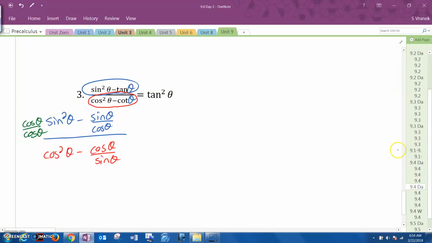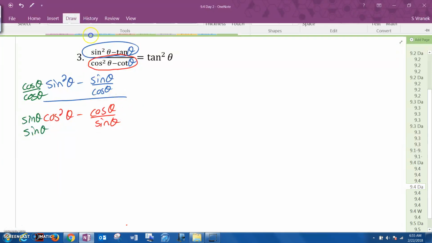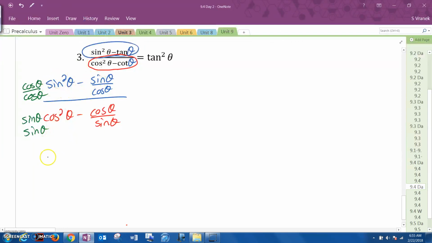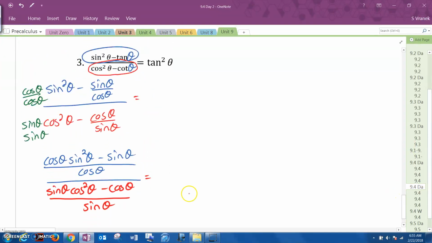Okay? So then I get, and over here I can do the same thing, but I want a sine. Okay? So then this becomes cosine theta sine squared theta minus sine of theta over cosine theta, over, the bottom is, again, sine theta cosine squared theta minus cosine theta all over sine theta. Okay. Oh, I pretty much ran out of room, so I'm going to go to the right over here.